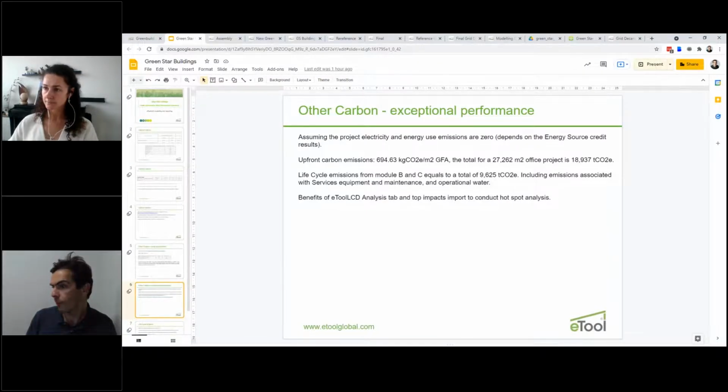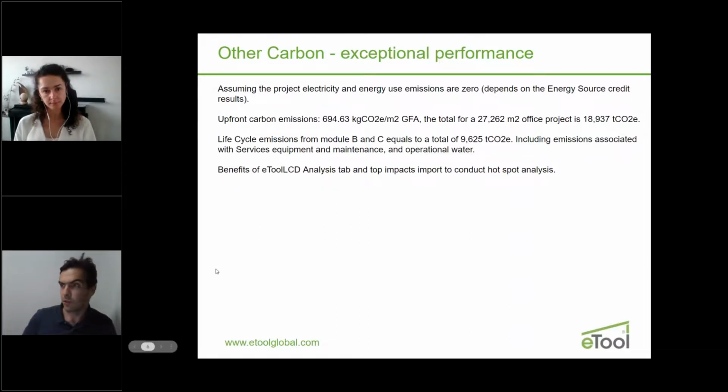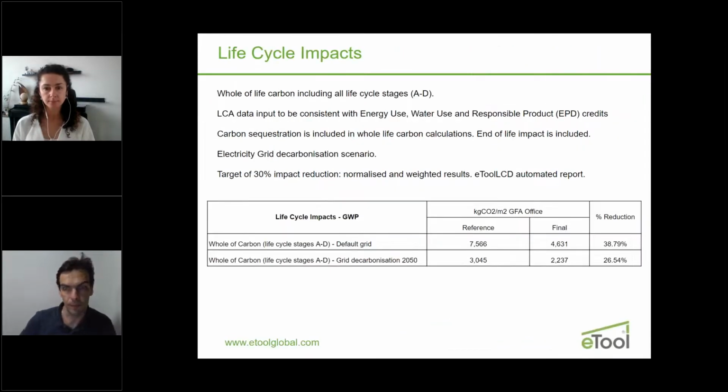Okay, so this is the other carbon in order to achieve exceptional performance. Then we go into the last credit, which is life cycle impacts. And this is closer to what we usually do at eTool as a standard life cycle design services scope, which is to capture the whole life carbon emissions from module A to module D. It's important that the LCA data input is consistent with the other Green Star credits.